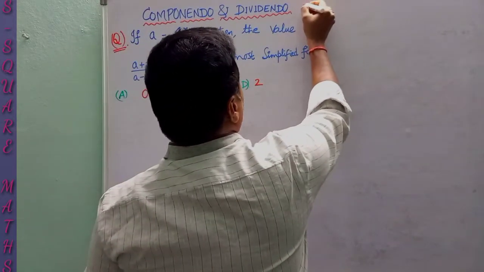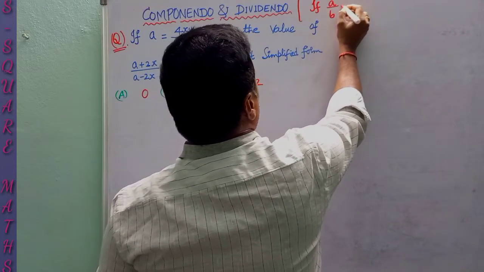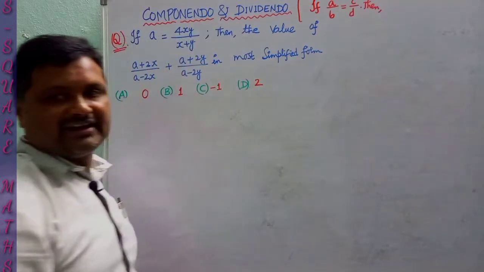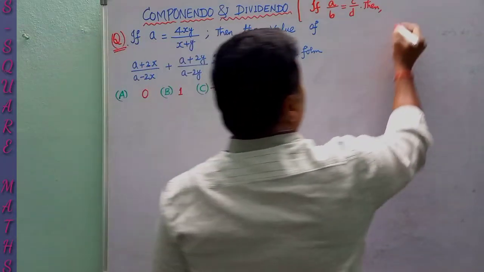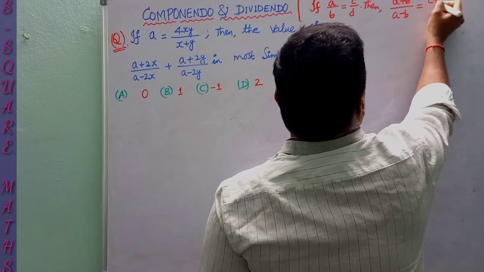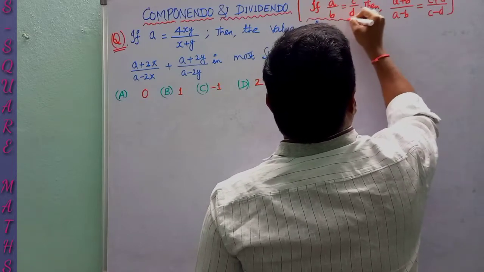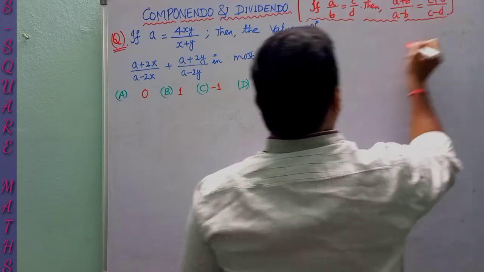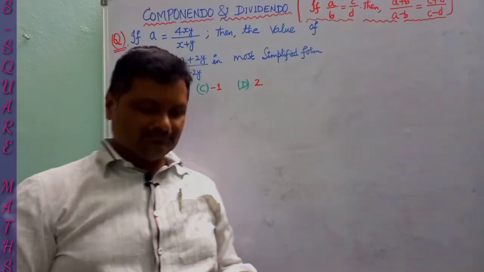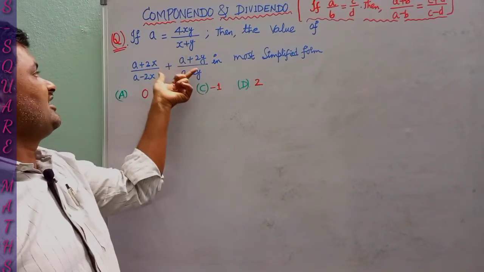So I am writing here, if a by b is equal to c by d, then by componendo and dividendo I can write a plus b by a minus b is equal to c plus d by c minus d. This we are going to apply in our problem. So this is said to be componendo and dividendo.